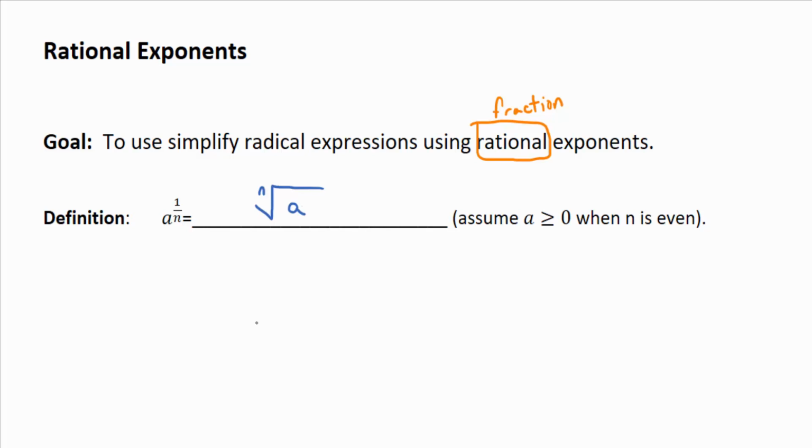Now, if n is even, what do we have to assume, at least for now? We have to assume a is greater than or equal to 0, because if n is 2, we're not going to take the square root of a negative number, are we? The answer is non-real if you do that. So if a is greater than 0, we'll assume n is even. I'm sorry, other way around. If n is even, we'll assume a is greater than or equal to 0.